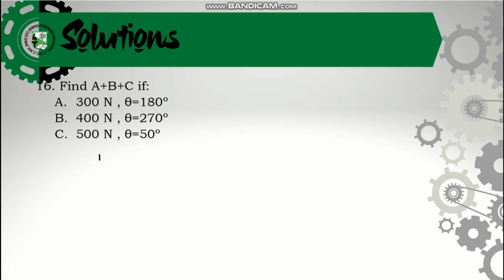Okay, here number 16. This is another part of the graded recitation wherein we're going to find the resultant force by having 3 or more forces or vectors. So we have find A plus B plus C. Here we have the given 300 Newton, which is on 180 degrees, 400 Newton in 270 degrees, and 500 Newton in 50 degrees. I'm going to write or draw the diagram. So first, para hindi tayo nalilito, unahin natin kung sino yung unang nabanggit.